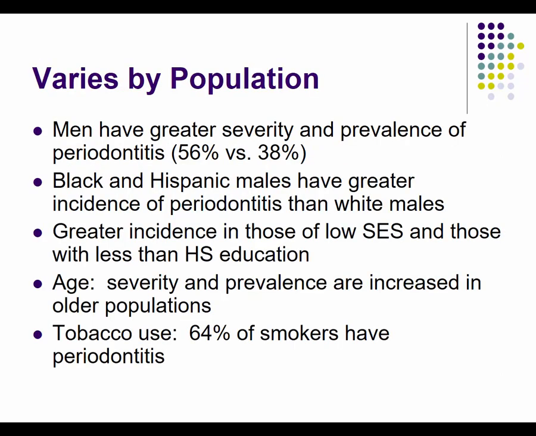And it's going to be different by population. Okay, it varies. Men tend to have greater severity in periodontitis than women. Black and Hispanic males tend to have a greater incidence of perio than white males. And then we tend to see a greater incidence in those of low socioeconomic status and those with less than a high school education. So the spectrum of disease with socioeconomic status is definitely there for dentistry. It's also there in other areas of disease as well. Tobacco use is a big one. 64% of smokers have perio.